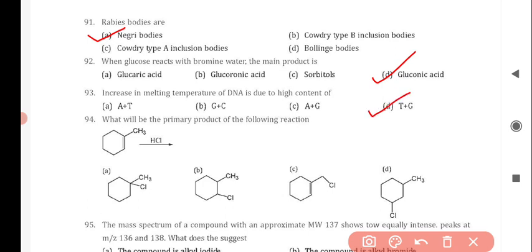Next question is, increase in melting temperature of DNA is due to high content of, answer is option C plus G. Next question is, what will be the primary product of the following reaction? And the correct answer for this question is option number C.